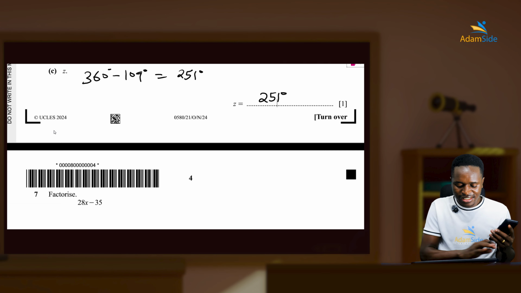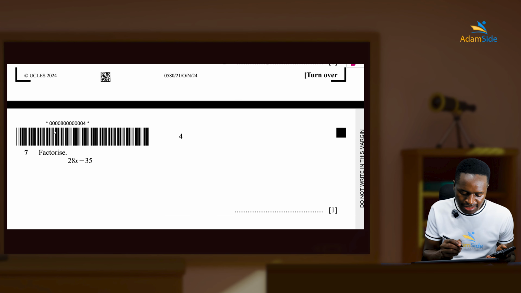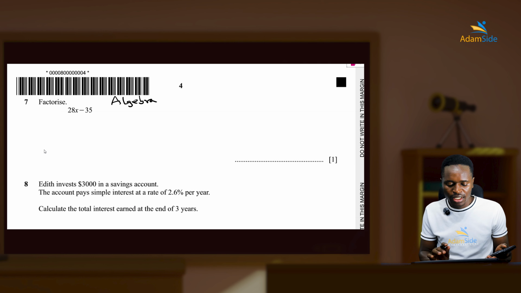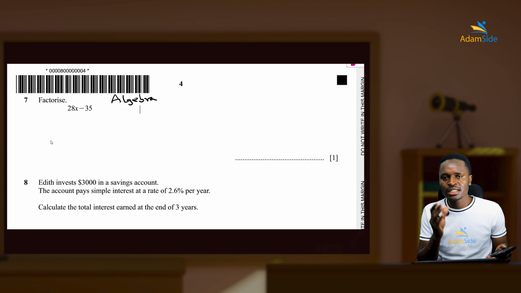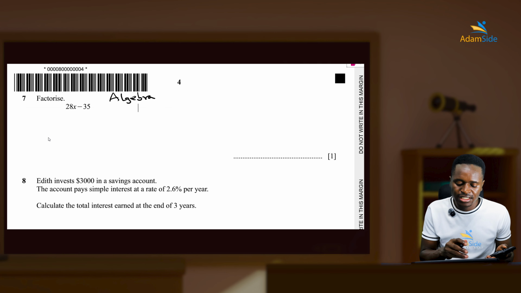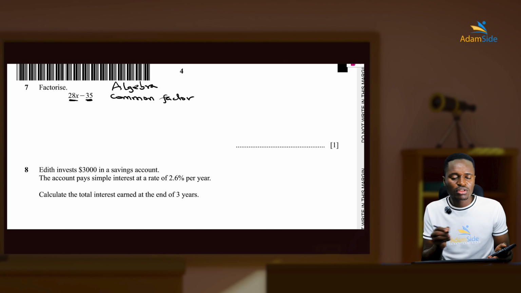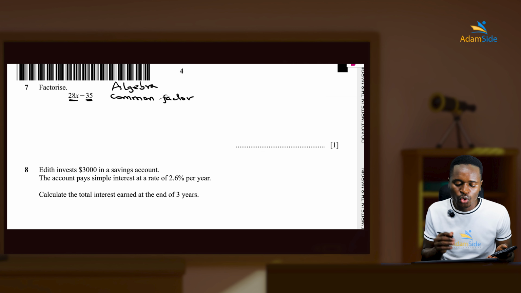So this is fun, champion. Dear candidate, we have the unit of algebra. This is also highly tested in your exam. It can be expansion, whereby you are supposed to expand values, and it can also be factorization, whereby you have to look for a common factor between the two numbers, like which number divides both of them completely with no remainder.